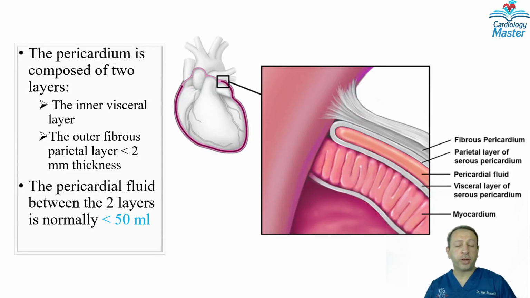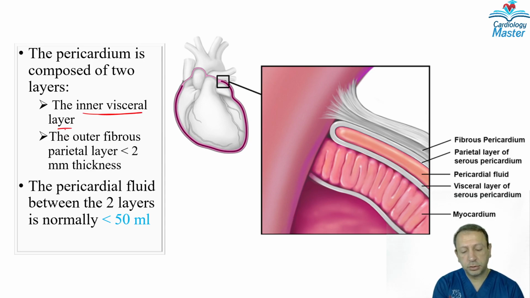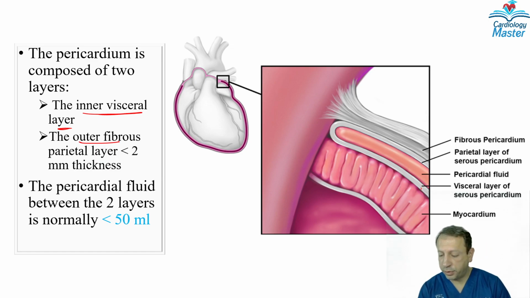So let's understand together the pathophysiology of cardiac tamponade, and let's go back to the anatomy of the pericardium, which is composed of two layers, as you know, the inner visceral layer and the outer fibrous layer. This is the visceral layer and this is the outer fibrous layer.